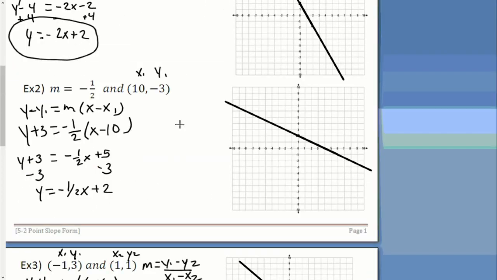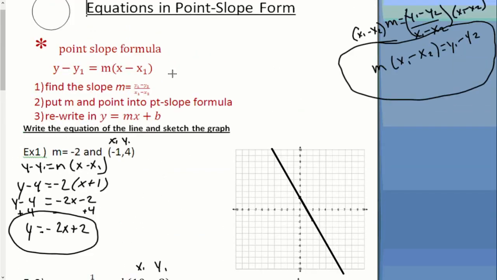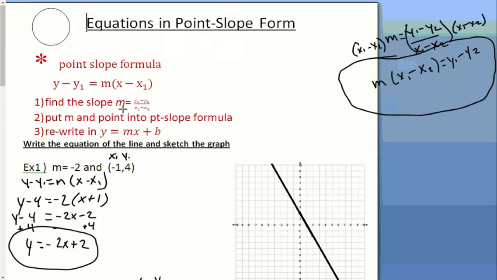Point slope formula. This is probably, if there's any one that you want to memorize, it's this one, because you can use this one every single time. Okay? Good luck with it.